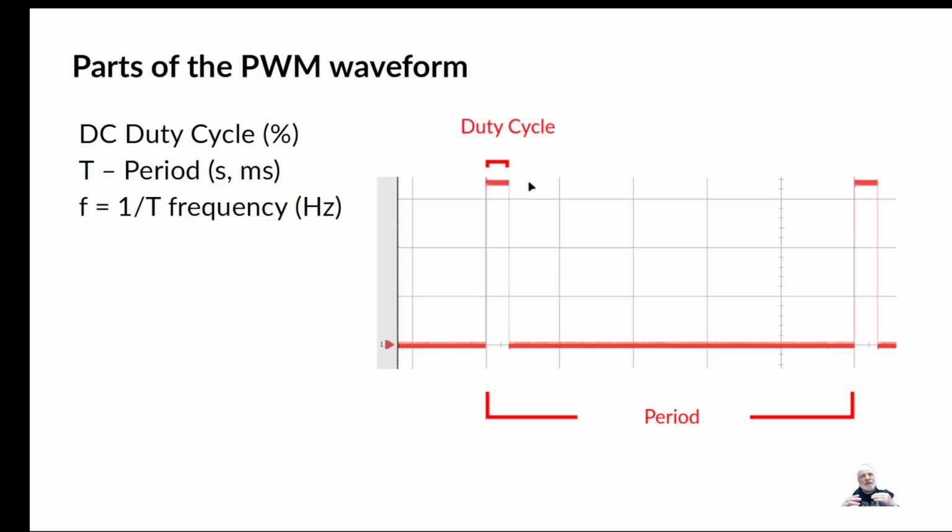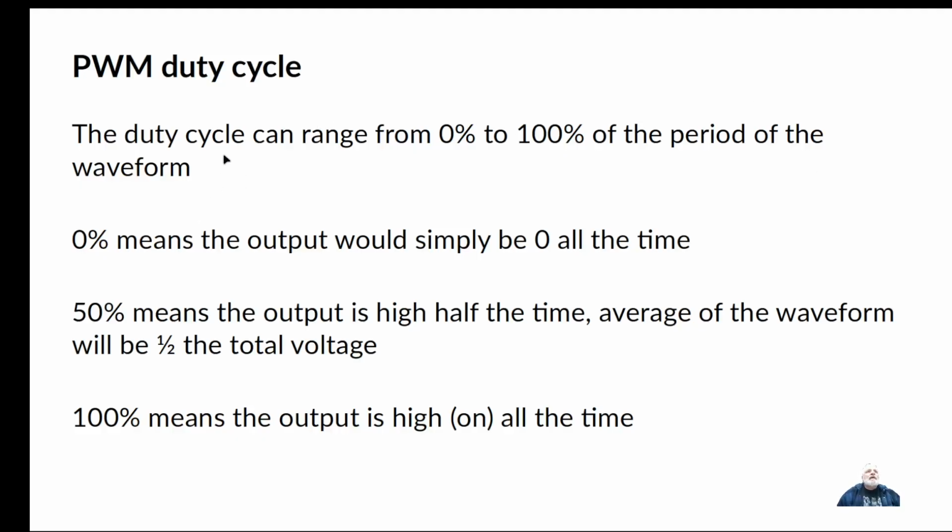Now remember, we have a DC value, so it's an unchanging value, but we're switching that and allowing that DC voltage through or not. So the actual magnitude just depends on the size of your DC voltage. As I just said, 0 means the output will be off all the time. 50% means it'll be on for half of the cycle and off for the other half of the cycle.